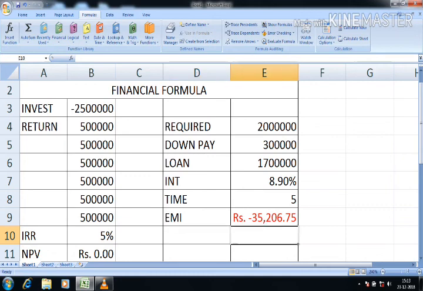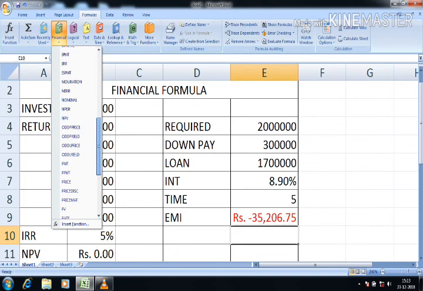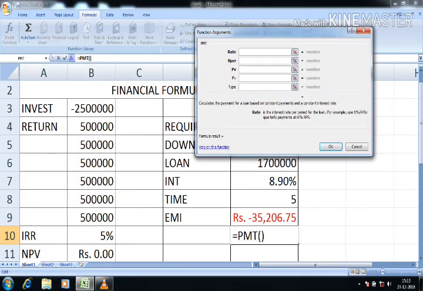It should be negative because EMI is an outflow. It goes from our side. That's why the red sign comes by default. Let's check with the financial formulas. I am selecting financial from the formulas, then PMT.